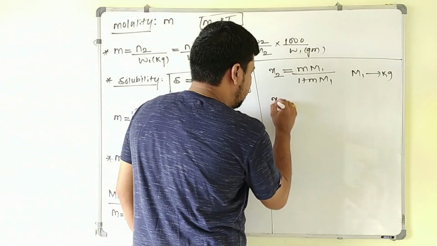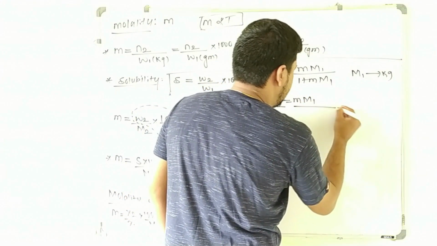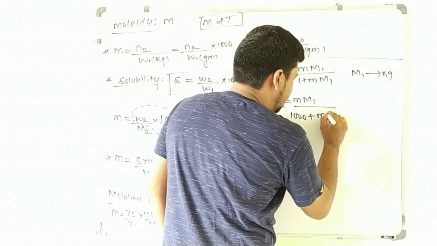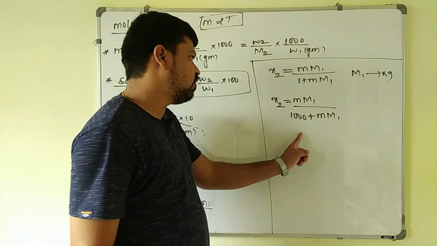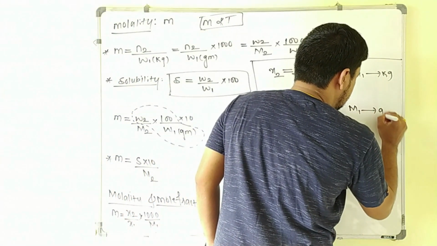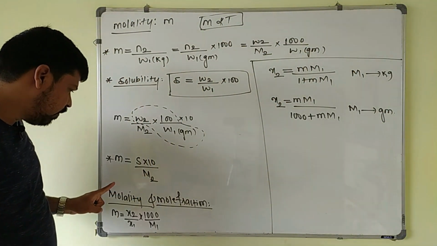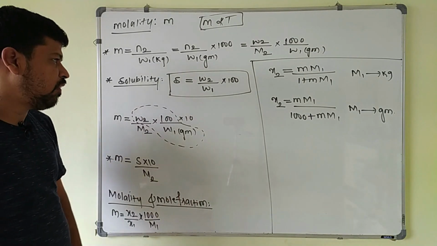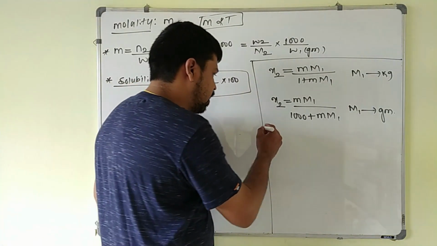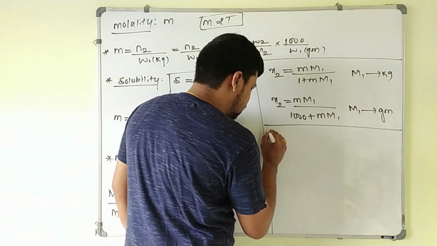Next, this one you can write as x2 is equal to m into capital M1 divided by 1000 plus m into M1. If you take 1000 here, you can write the molar mass of the solvent, that is M1, in terms of grams here. Okay, this is the relation between the molality and mole fraction, and this is the molality and solubility. Now we will go for molality and mass percentage of solute.